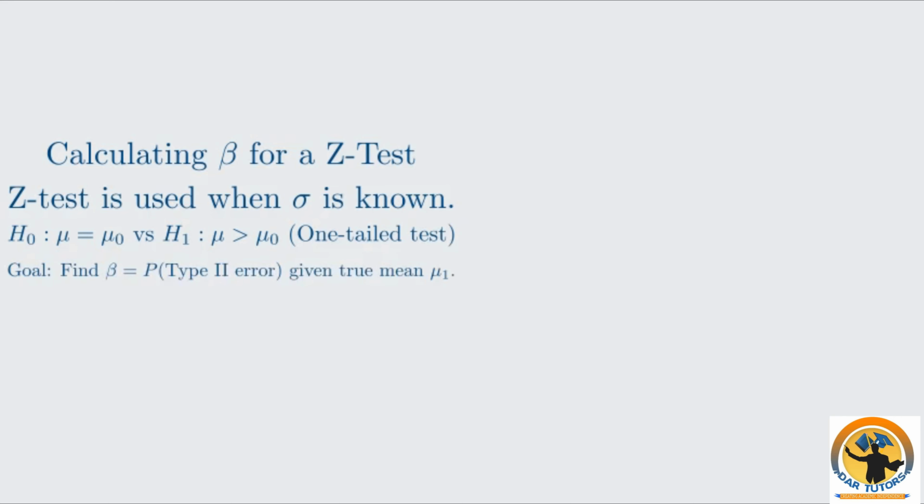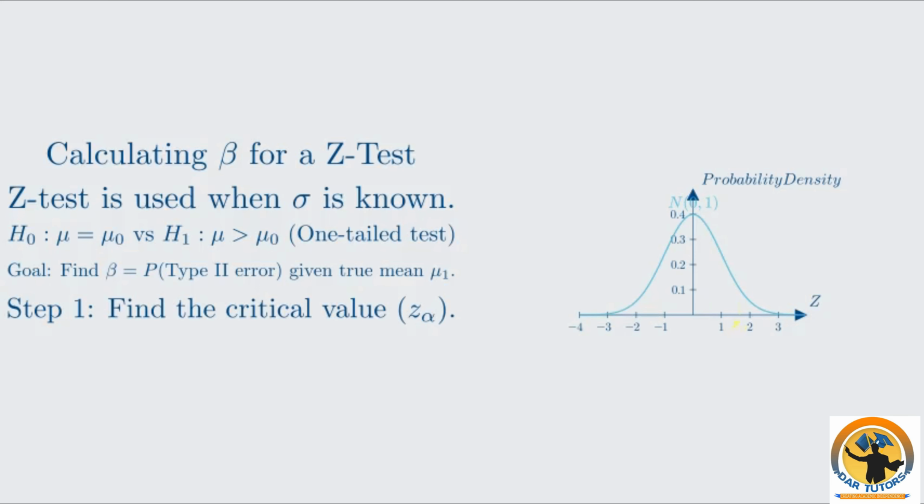Our goal is to find the probability of a type 2 error, beta, given a specific true value for mu, which we'll call mu1. First, we find the critical region under the null distribution. Since this is a one-tailed test with the alternative pointing right, the critical region is z greater than z sub alpha. The value z sub alpha is found from the standard normal tables, corresponding to the area alpha in the right tail. Visually, alpha is the area in the right tail of the standard normal distribution, and z sub alpha is the cutoff point for that area.